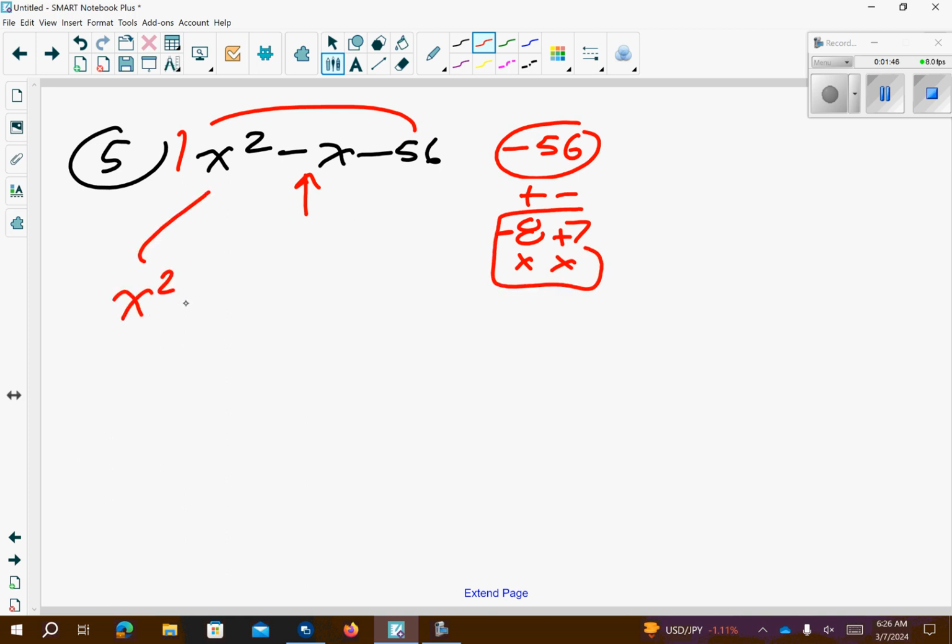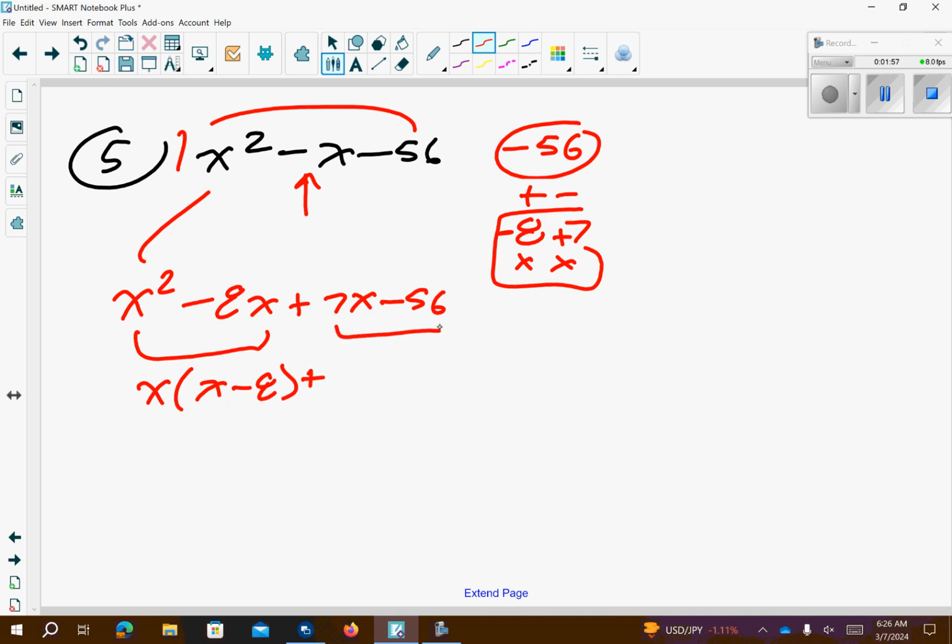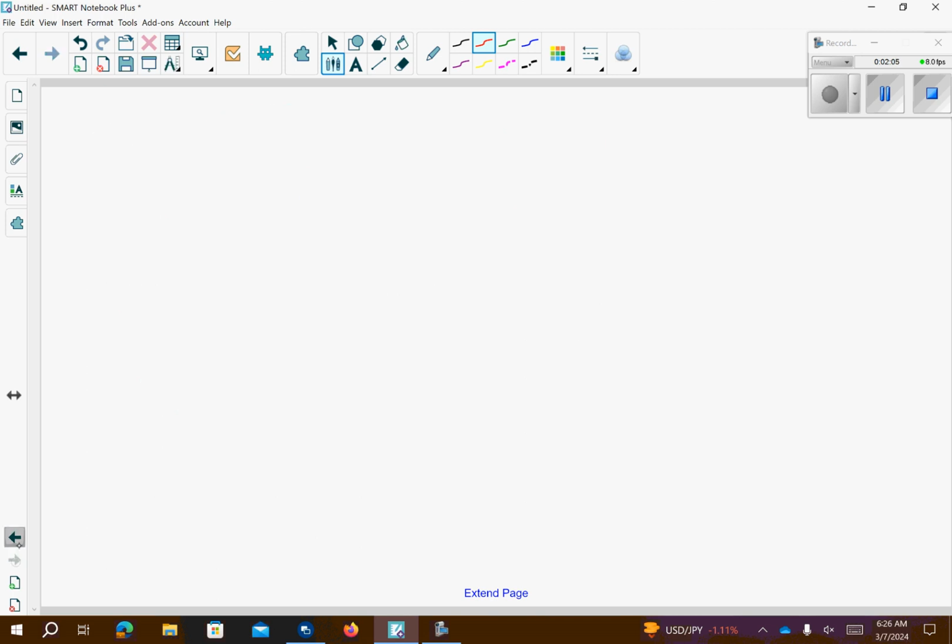So I have x squared minus 8x plus 7x minus 56. And then I have an x that I can factor out of both of those. Bring the middle sign down. I can factor a 7 out of both of those. And then my answer becomes this. Okay, I'm going to write number 6 on this next one, but we will come back to that and do that at the end of the video because, again, that's going to be what your assignment will be.